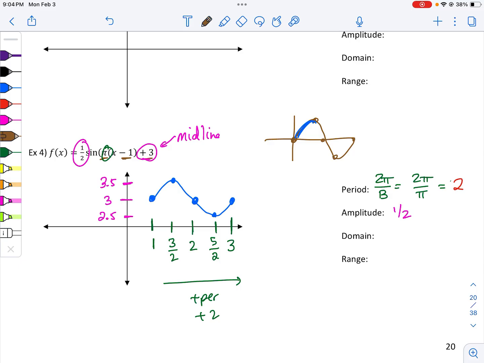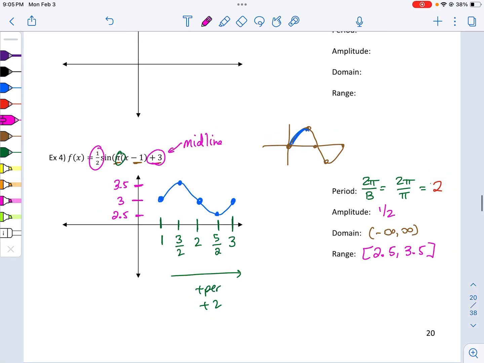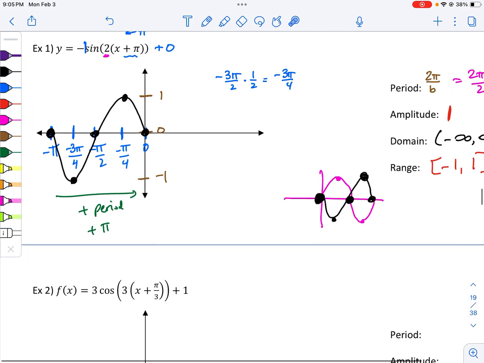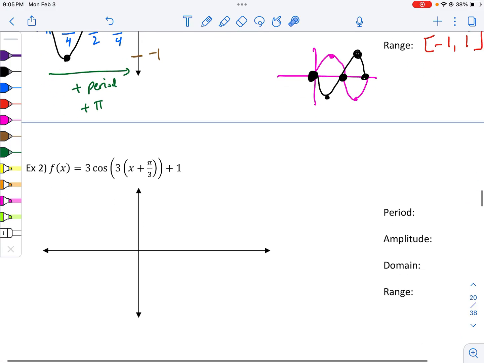All right, domain-wise, again, our domain's always going to be -infinity to infinity. Now we have to look at our y values of our graph. So our lowest point is 2.5, our highest point is 3.5. So my range is from 2.5 to 3.5. All right, now I will say sometimes the x-axis has some fractions in there, so that's nothing to be scared about. Okay, same thing up here. We had to do some fraction work off to the side, and that's something that will have to be done, especially if you don't have common denominators.